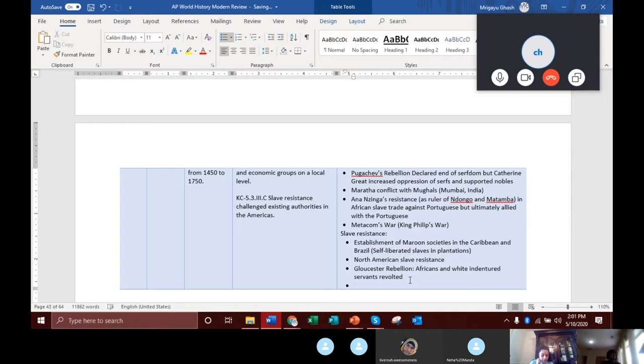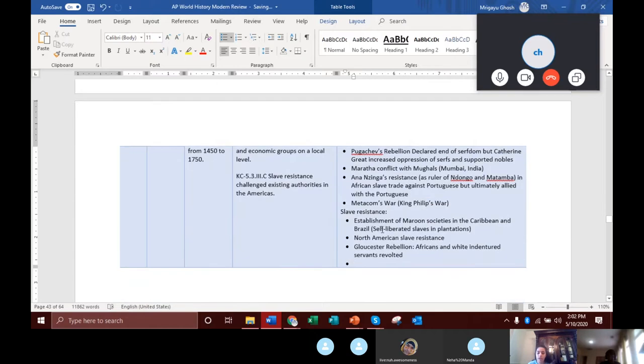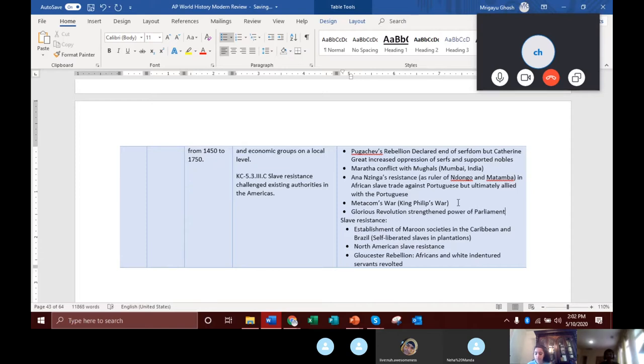Glorious Revolution, that was in China, right? No, it was in England. Oh, sorry, wrong. I'm in the wrong world. Okay. So Glorious Revolution, is that slave resistance or local resistance? It's local resistance. It strengthened the power of Parliament. Okay. I spell it out because otherwise I forget to put the I when I spell it. Yeah, me too. Okay. I think that's it.